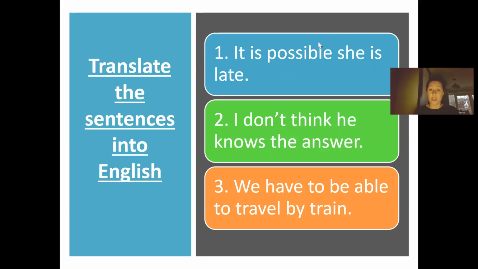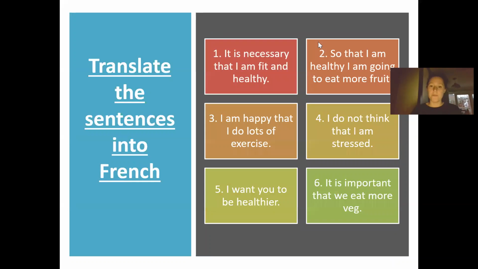So you would not be able to say, il est possible qu'elle est en retard. That would be literally translated. You would not be able to say either, je ne pense pas, il sait la réponse. Again, that doesn't quite work. For number 3, il faut que nous sommes capables de voyager en train. Again, that would not work. So it's really knowing those verbs.